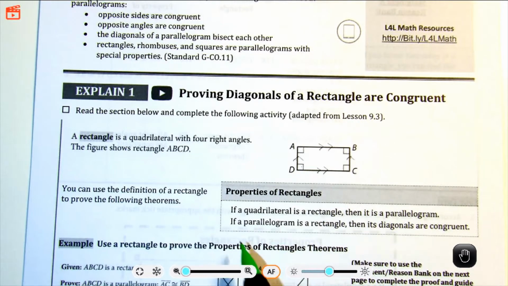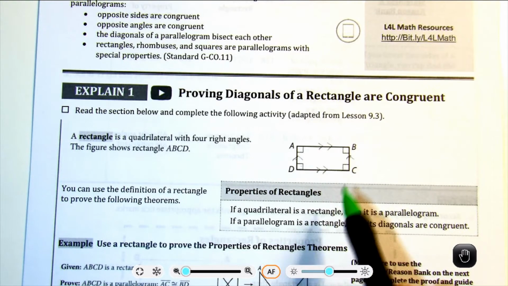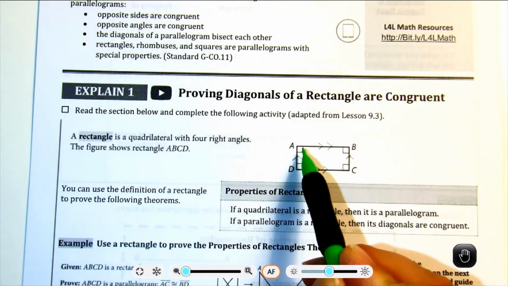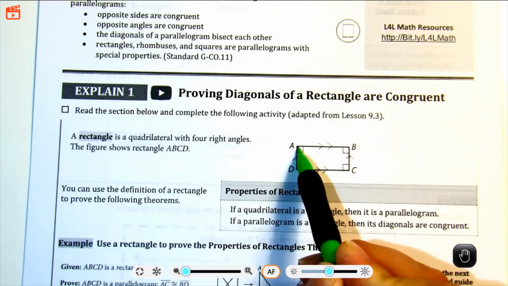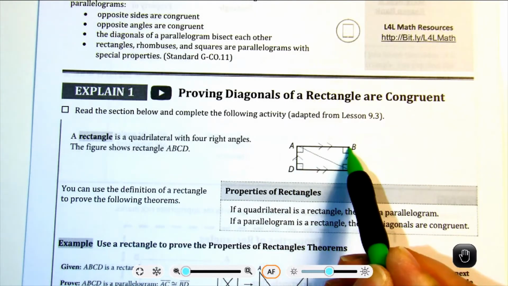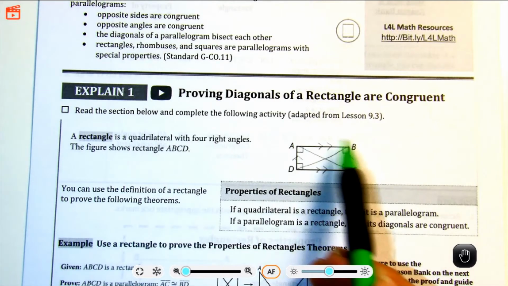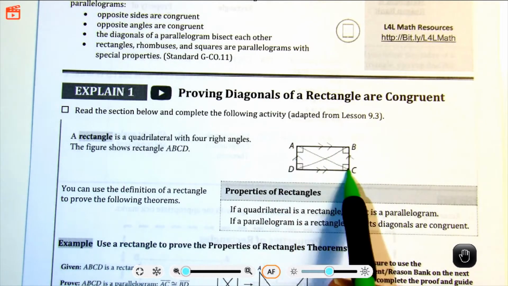Next, if a parallelogram is a rectangle, then its diagonals are congruent. In the previous lesson, we talked about a diagonal being the distance between 2 angles. So the diagonals would be AC and BD. What they're telling us is that if this is a rectangle, then this diagonal is equal to this diagonal.